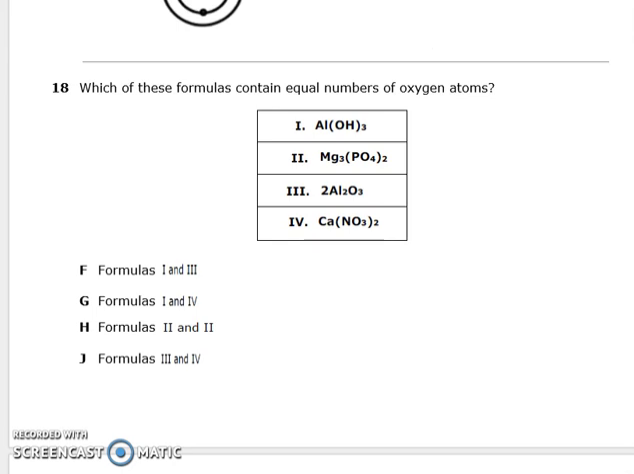Number 18. Which of these formulas contain equal numbers of oxygen atoms? F. Formulas 1 and 3. G. Formulas 1 and 4. H. Formulas 2 and 3. Or J. Formulas 3 and 4.